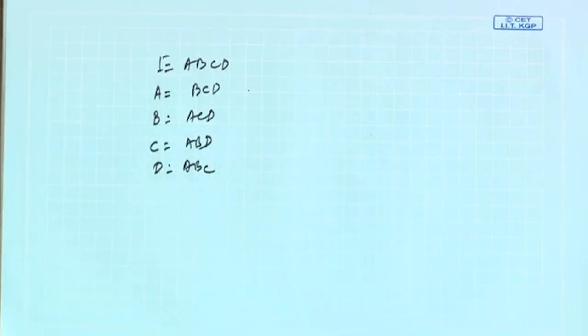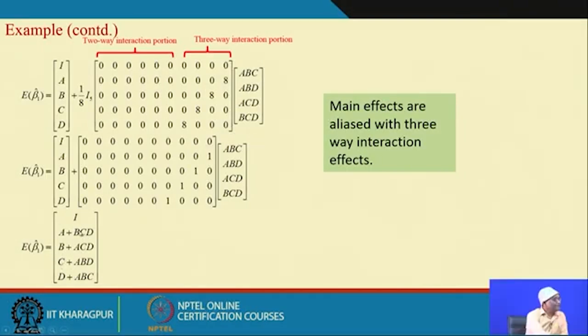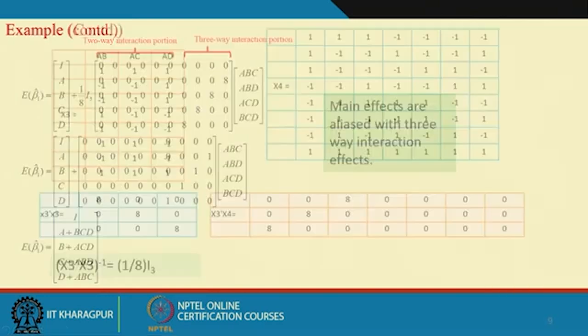This is the same thing that you are getting here. Here also we have used A, B, C, D like this just to show the 1-to-1 relation, but otherwise you can use beta 0, beta 1, 2, 3. So, this is beta 0, beta 1 plus beta 1, 2, 3, beta 2, beta 1, 3, 4 like this. So, main effects are aliased with 3-way interactions, and here you see no 2-way interactions are aliased with the main effects, and that is what we have seen earlier also.